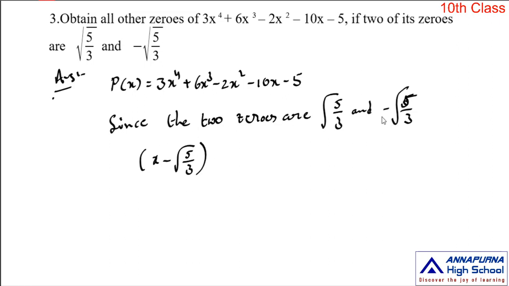minus root 5 by 3 is one zero of this polynomial. So another linear factor is x plus root 5 by 3. Minus of minus is plus. One minus is here and another minus is there. So the two linear factors of this fourth degree polynomial are x minus root 5 by 3 and x plus root 5 by 3, and find out the product of these two linear factors.